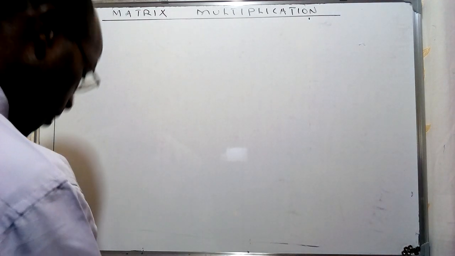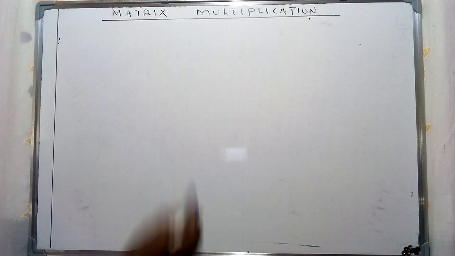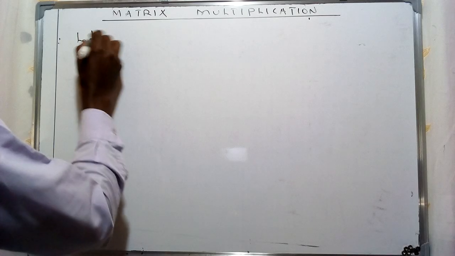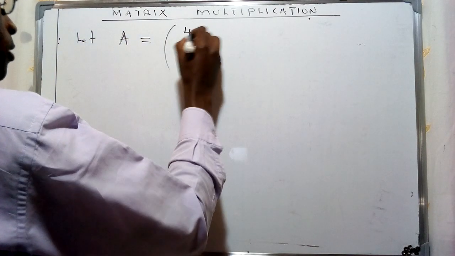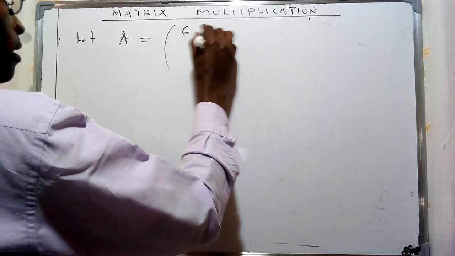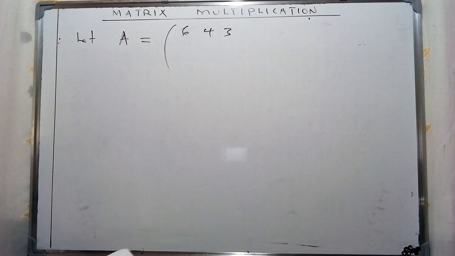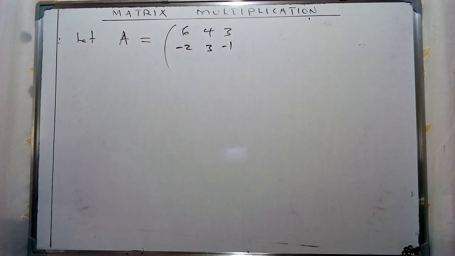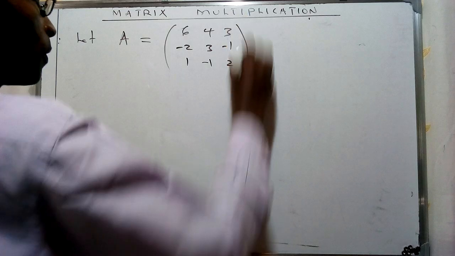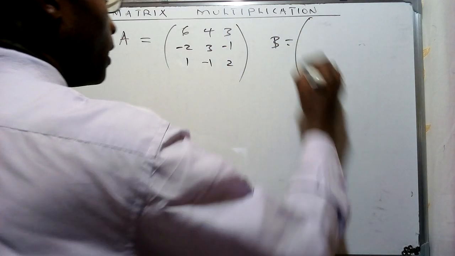Or just a specific case which is going to assist us in representing the same. Suppose we have a matrix A, which consists of the elements 6, 4, and 3, then -2, 3, and -1, and then 1, -1, and 2.